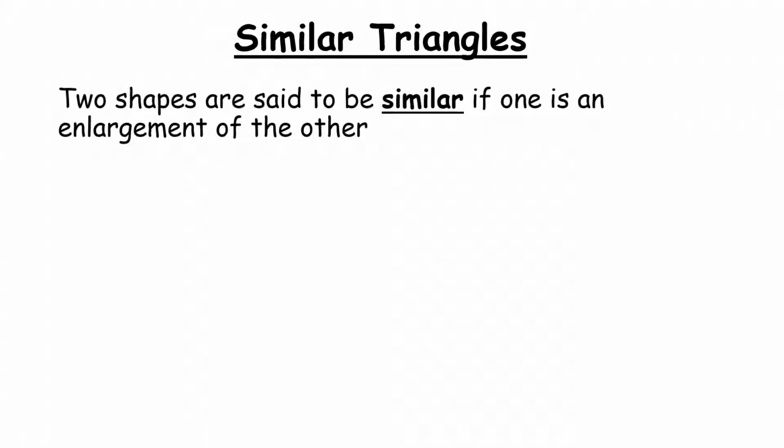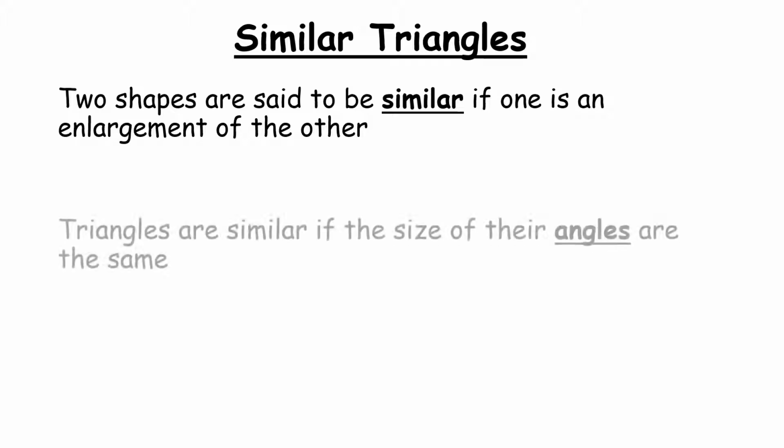So now let's have a chat about similar triangles. Two shapes are said to be similar if one is an enlargement of the other. Similar, if you think of that word in English, means something that's kind of the same but definitely not identical. So we have two things that are somewhat the same, so they are similar but they are not identical. In this case, we say that one is an enlargement of the other. So one is a bigger version of the other.